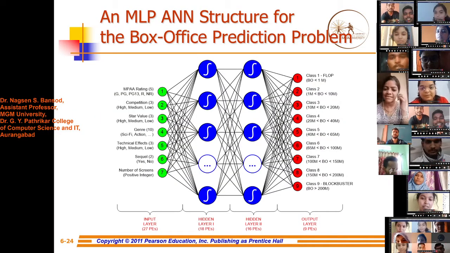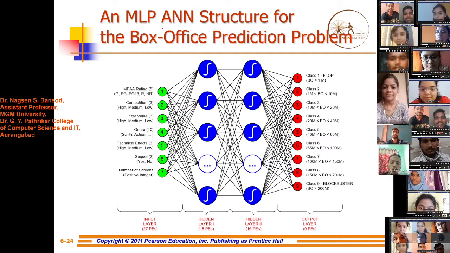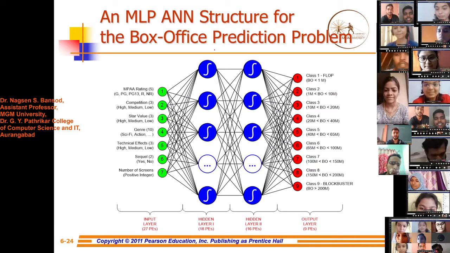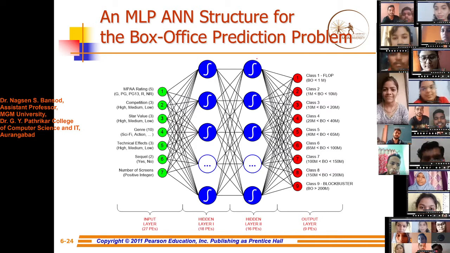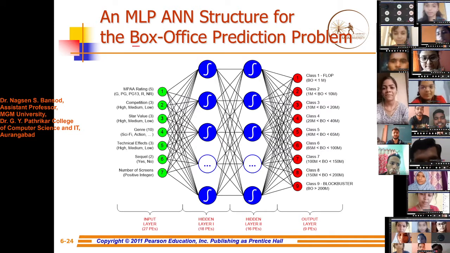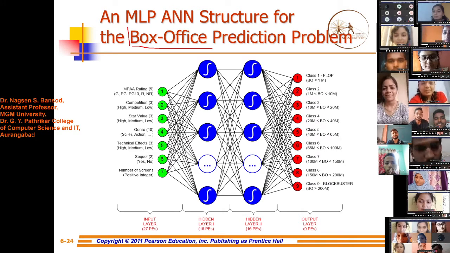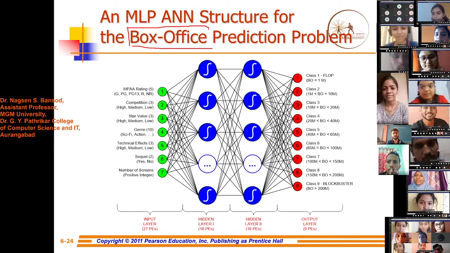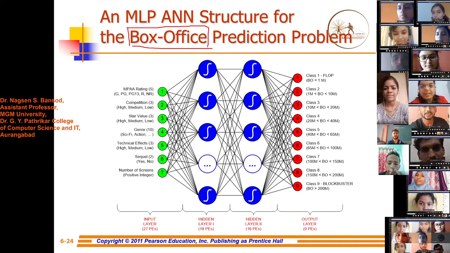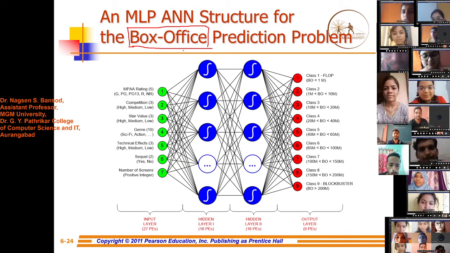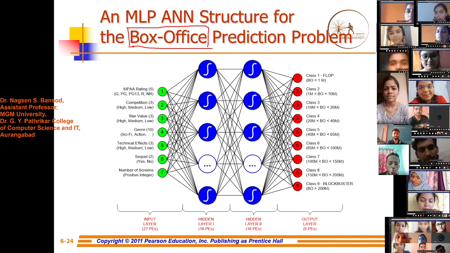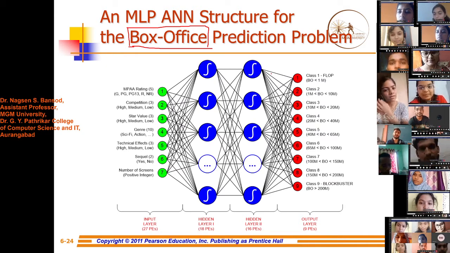Now see a multi-layer perceptron artificial neural network structure for the box office prediction problem. This is for box office. You know, box office means the movie. A movie is a good movie, a more profitable movie, a blockbuster movie, or a flop movie. To predict the output of that, we can use a multi-layer perceptron artificial neural network. This is given here.